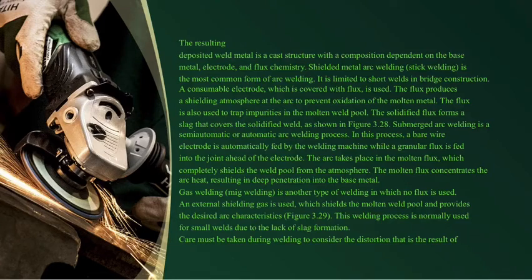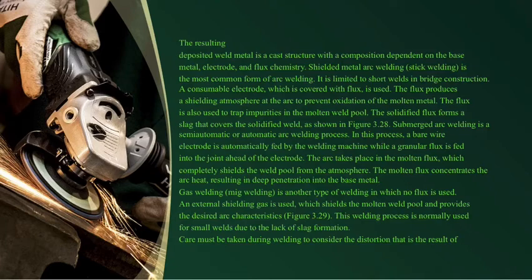Submerged arc welding is a semi-automatic or automatic arc welding process. In the process, a bare wire electrode is automatically fed by the welding machine while granular flux is fed into the joint ahead of the electrode. The arc takes place in the molten flux, which completely shields the weld pool from the atmosphere. The molten flux constricts the arc, resulting in deep penetration in the base metal.